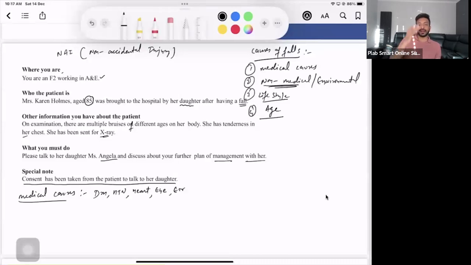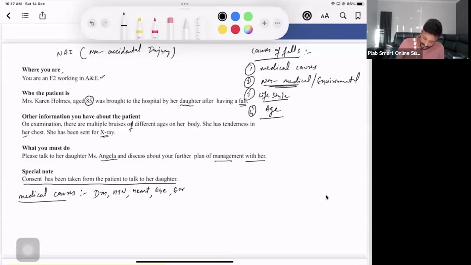So what you need to do while you're taking history, don't be judgmental, don't jump into the non-accidental part straight away. What you need to do, you need to rule out some other causes of fall as well. Some of the causes you can rule out in the history, maybe some of the things you can mention in the examination and investigation as well. So that is how you need to go about it in these stations. Yeah. What else you are supposed to do?